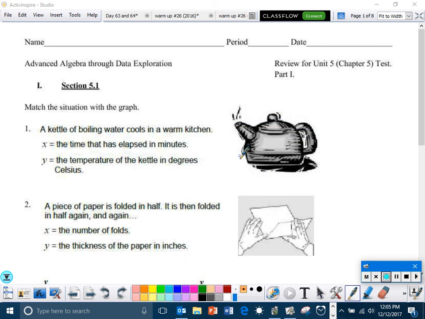All right, ladies and gentlemen, this is the study guide for Unit 5, Advanced Algebra through Data Exploration. This is the first half of this unit, sections 5.1 through 5.5. Section 5.1 is matching a graph with the situation. All right, so here we go.